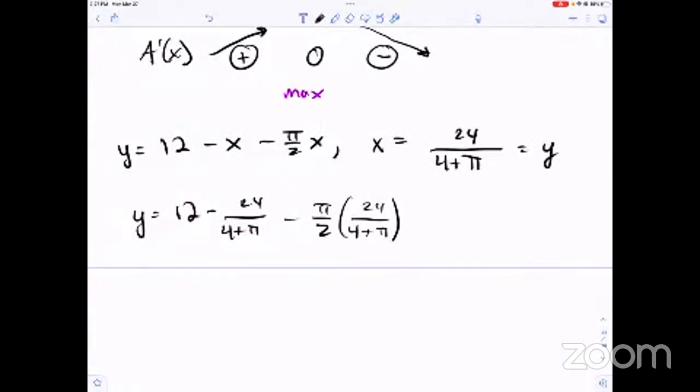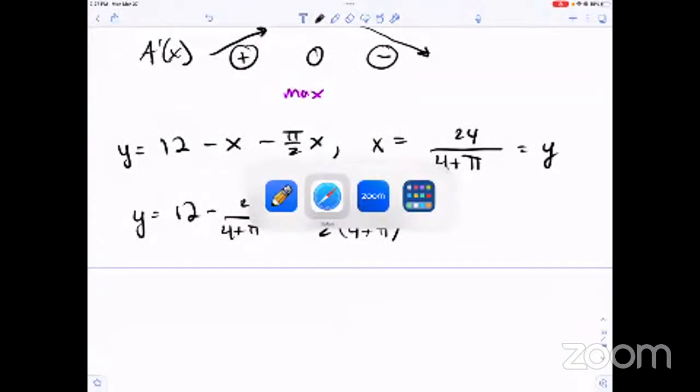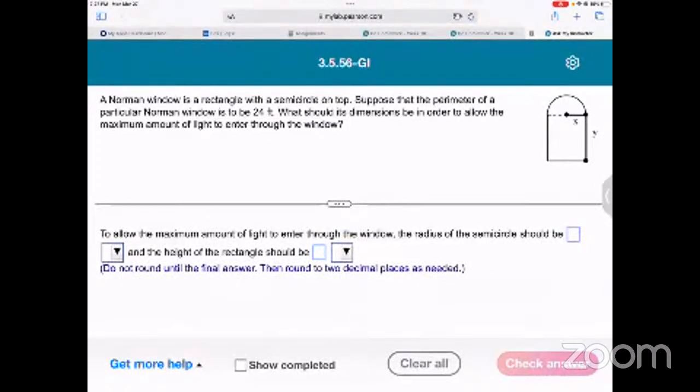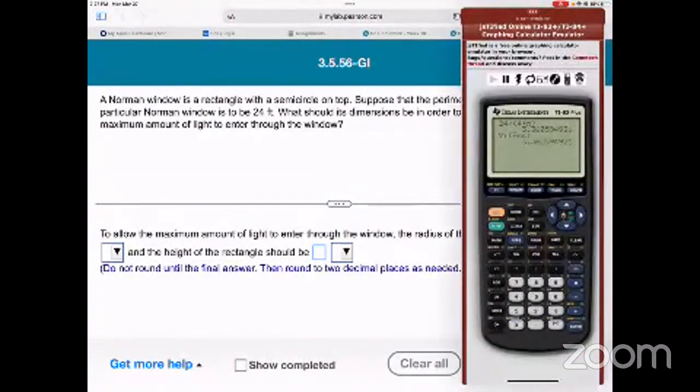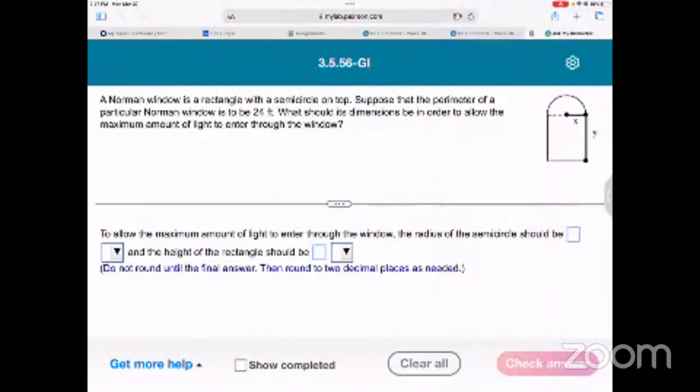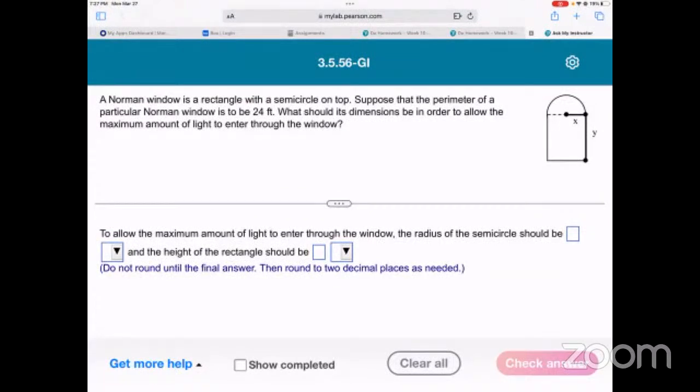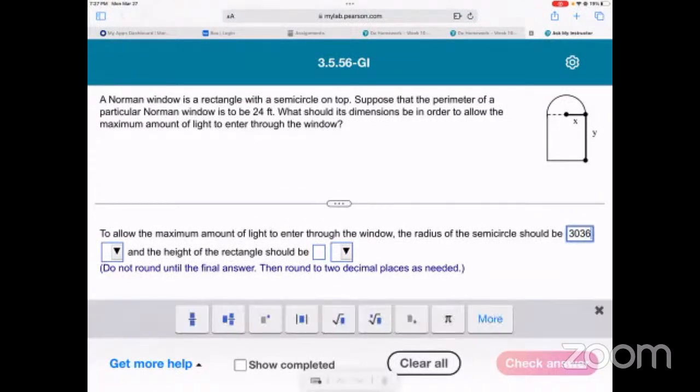Okay, let's see, what does it say? It says do not round until the final, then round to 2 decimal places. So 3.36. The radius, both of them are 3.36 feet. And the height.